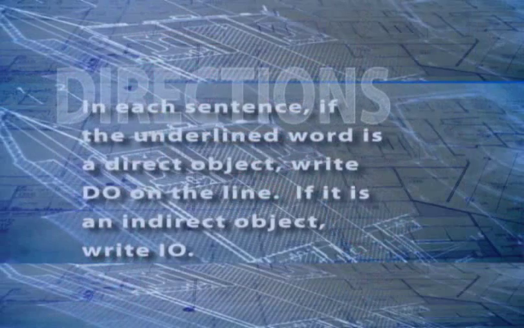Like in the case, Brooke threw Nicole the ball. To whom did Brooke throw the ball? Who received the direct object? Nicole received the ball. So that's our indirect object. Okay, so looking at the directions on the guided practice. In each sentence, the underlined word is a direct object, write DO on the line. If it's an indirect object, write IO on the line. We have another example there.